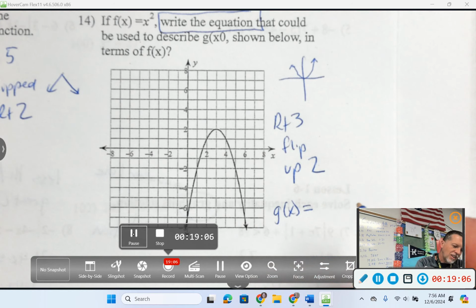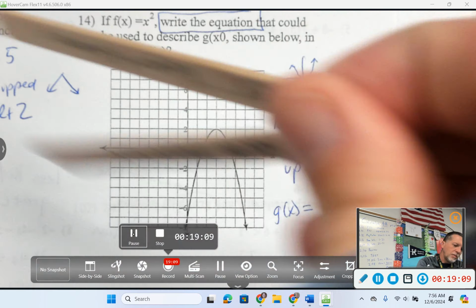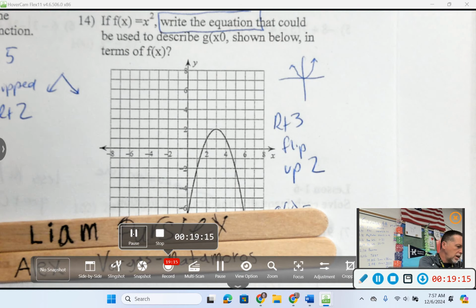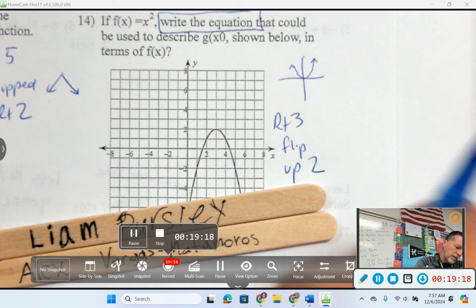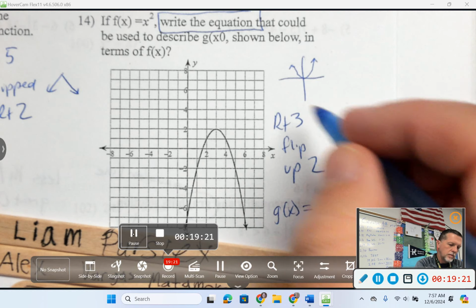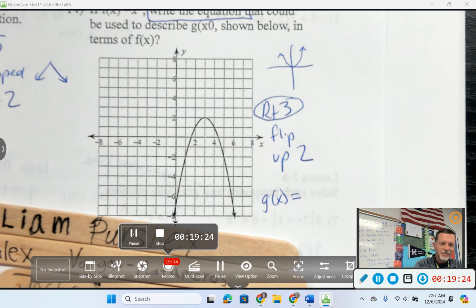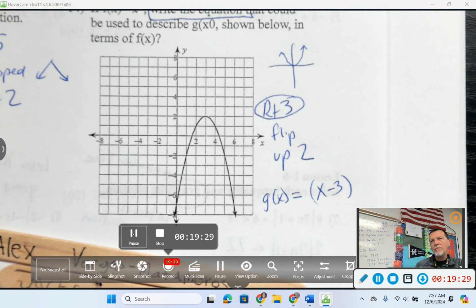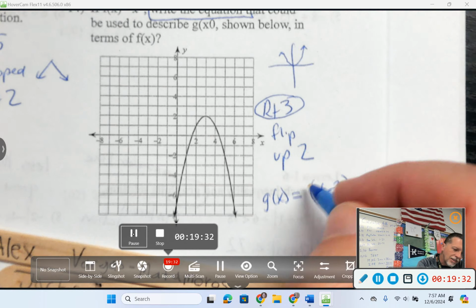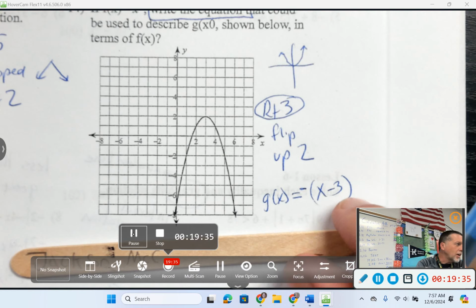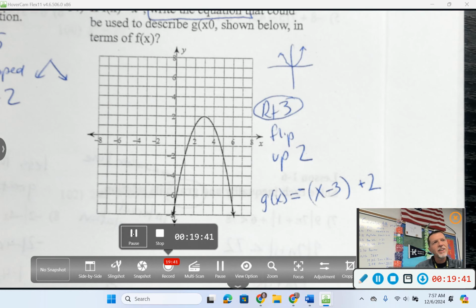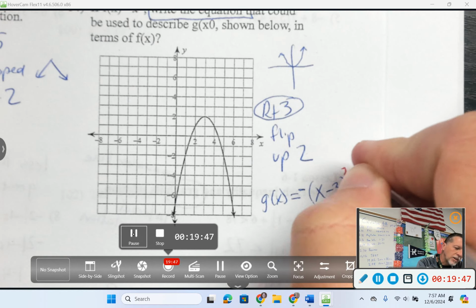So g of x. Oh man, I can call on 3 more people. So Liam, how do I accomplish a right 3 in the formula or in an equation? Right 3 would be x minus 3. Alex, how do I make my graph flip? A negative. And Jackson, how do I make it go up 2? Plus 2. And then there's a favorite wrong answer right there. You gotta put square. Right now it's not a parent function of a parabola, so I need that squared on there to make it a parabola.